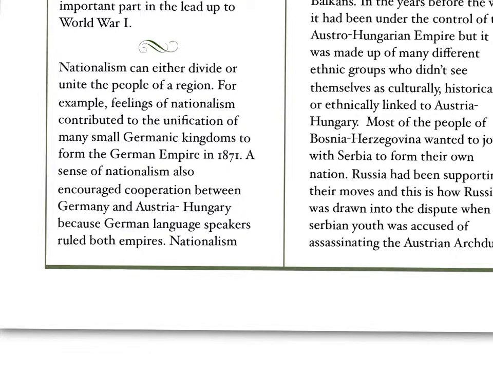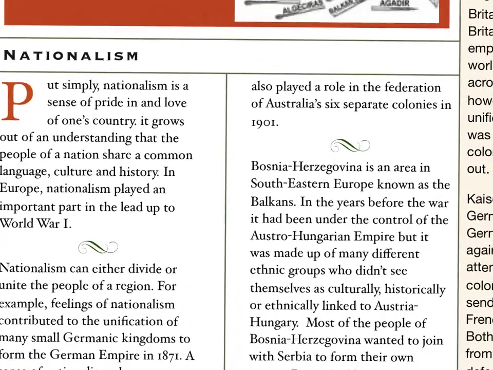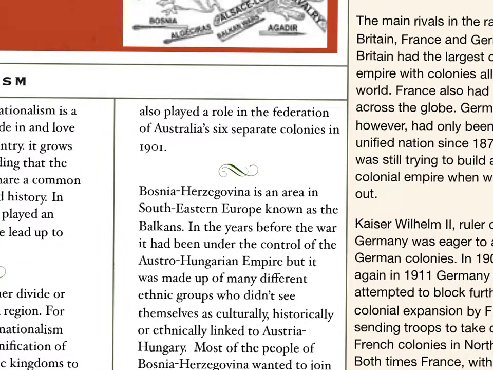For example, feelings of nationalism contributed to the unification of many small Germanic kingdoms to form the German Empire in 1871. A sense of nationalism also encouraged cooperation between Germany and Austria-Hungary, because German language speakers ruled both empires. Nationalism also played a role in the Federation of Australia's 6 separate colonies in 1901.